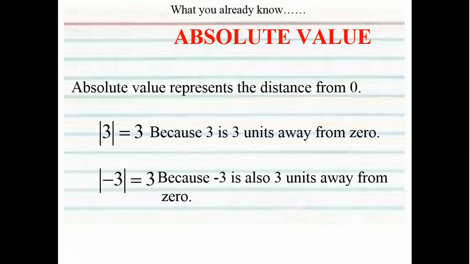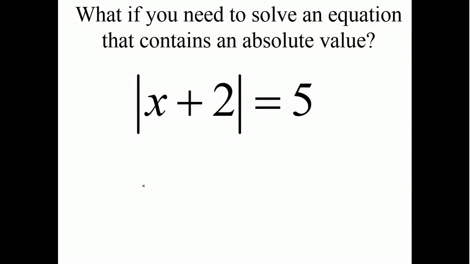So what do you already know? We already know that absolute value represents the distance from 0, right? If we plug anything positive in there, you get the positive back out. So the absolute value of 3 is 3, and the absolute value of -3 equals 3, because -3 and 3 are both 3 units away from 0. So what do you need to do to solve an equation that contains an absolute value?